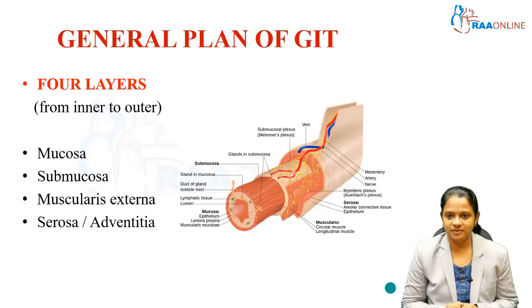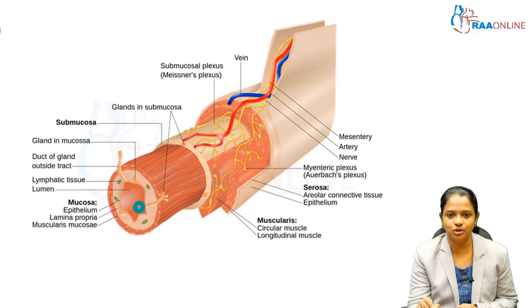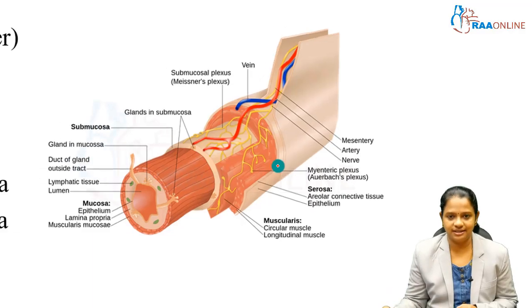The gastrointestinal tract is a tubular structure. So when we take a section, we see a lumen surrounded by the wall of the GIT. The tissues of the wall are arranged in 4 functional layers. From the luminal aspect to the exterior, this is the lumen of the GIT. From the luminal aspect to the exterior, the layers are the mucosa, the submucosa, the muscularis externa, and the serosa or the adventitia. So there are 4 functional layers.